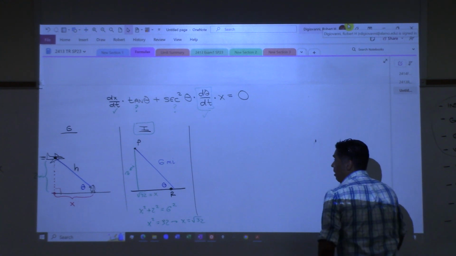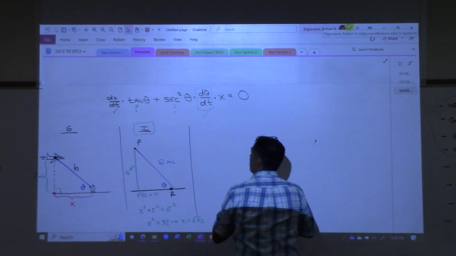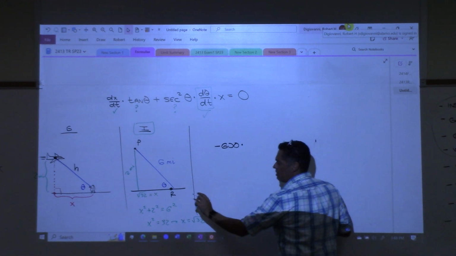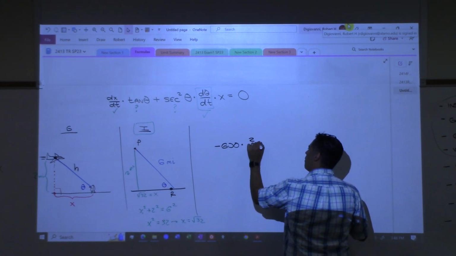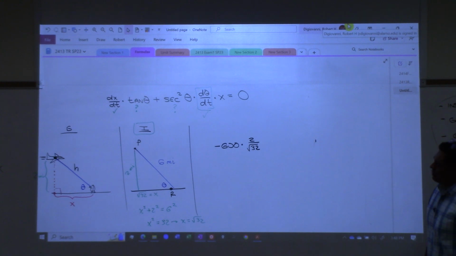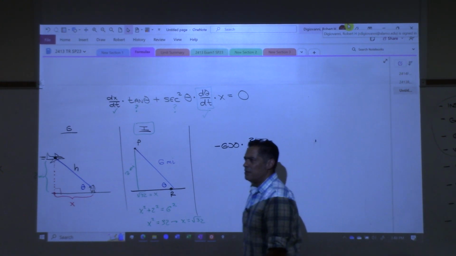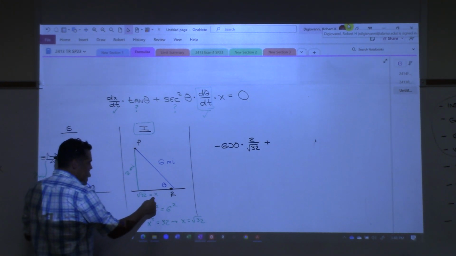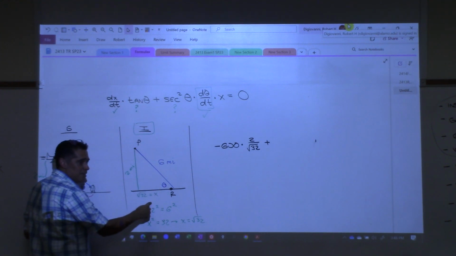All right. Starting with dx dt. dx dt was negative 600, times tangent of theta. According to this, tangent is opposite over adjacent, so 2 over root 32, right? And then plus, what is secant? I know most of you know the whole SOHCAHTOA thing, but secant is the reciprocal of which trig function? Cosine. What's cosine? Adjacent over hypotenuse. However you know it. So if cosine is adjacent over hypotenuse, then secant is hypotenuse over adjacent, right?